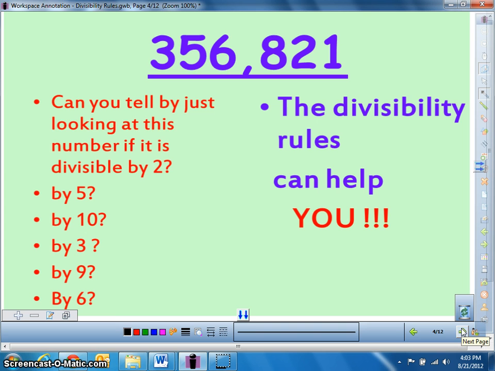Sometimes we find a big number like 356,821. And we don't know a whole lot about it. I don't know what the factors are of this number. But because I know my divisibility rules, I can tell you if it's divisible by 2, 5, 10, 3, 9, or 6. So we're going to learn the rules for all of those different numbers so that you too will be able to at least have a place to start, figure out what you could start dividing that by. So we're going to start with the easy ones that you probably are familiar with and move on to the ones that are probably a little bit newer for you.